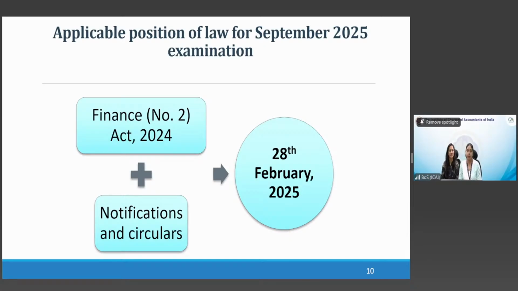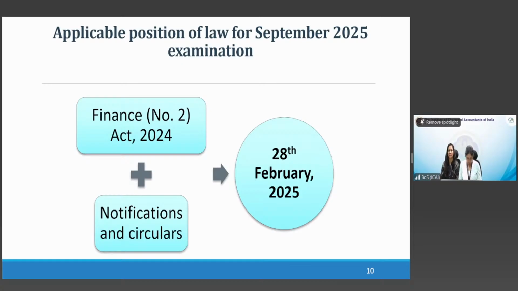Because in GST, the amendments made by any Act are made effective later on by notification. So all the amendments of Finance Act 2022 and Finance (No. 2) Act 2024, which have become effective till 28th Feb 2025, are applicable for the September 25 examination. As you know, that cutoff date is basically 6 months prior to the date of examination, and the significant notifications and circulars that are basically compiled as statutory update for the September 2025 examination.